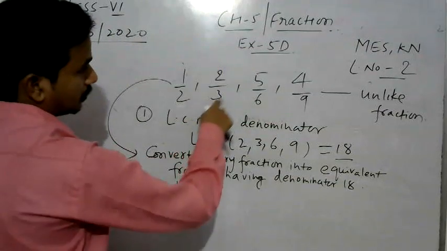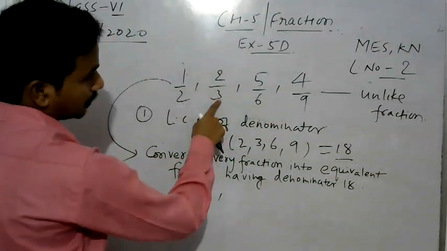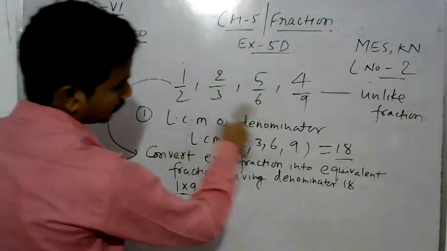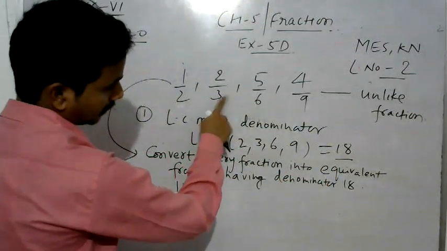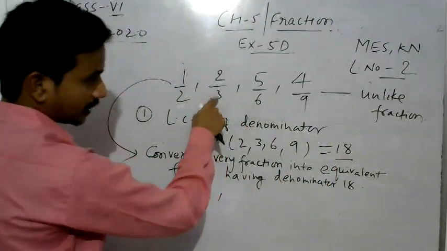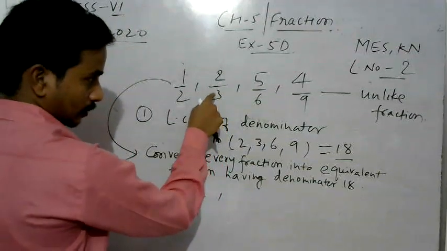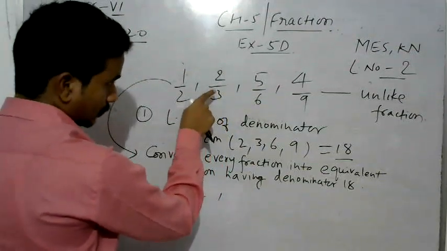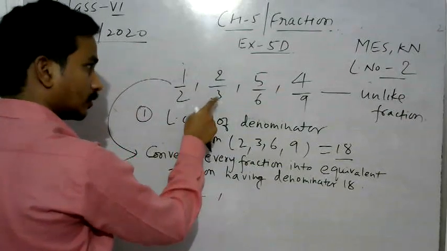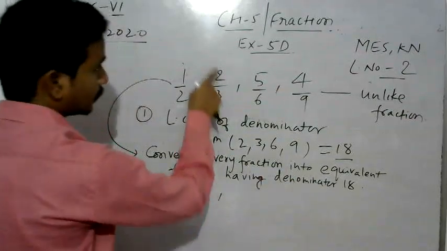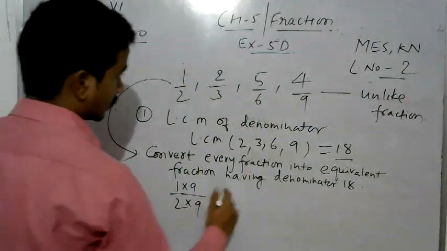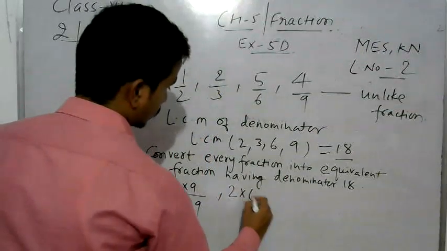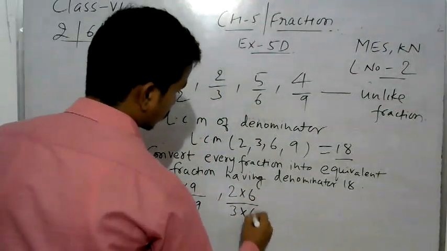Now see 2 by 3. What should be multiplied by 3 so that you will get 18? So 6. 3 6s are 18. So you have to multiply this by 6. When you multiply denominator by 6, then in order to make equivalent fraction, you have to multiply numerator also by 6. So 2 into 6 divided by 3 into 6.